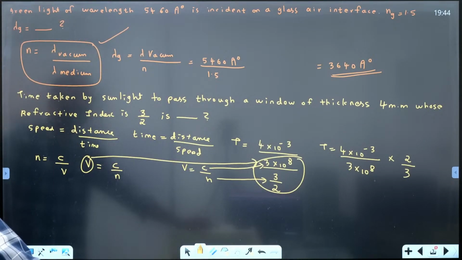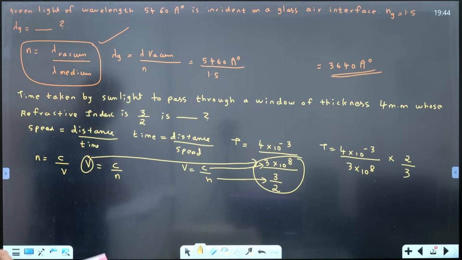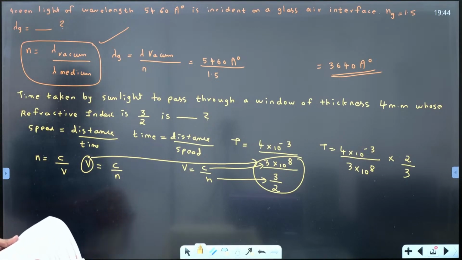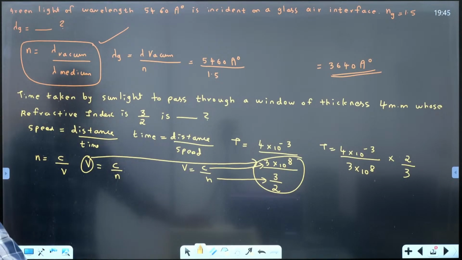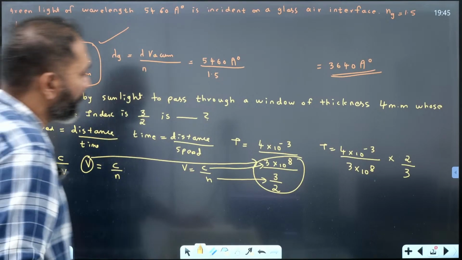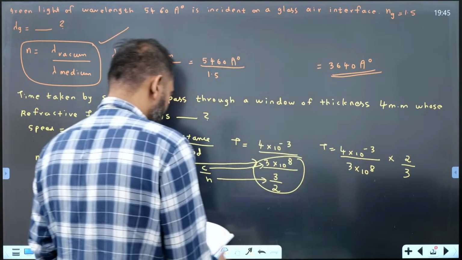Any doubt? Solve it. Three by 2 is what? 1.5. So 3 by 1.5 is what? 2. So you will get directly the answer.